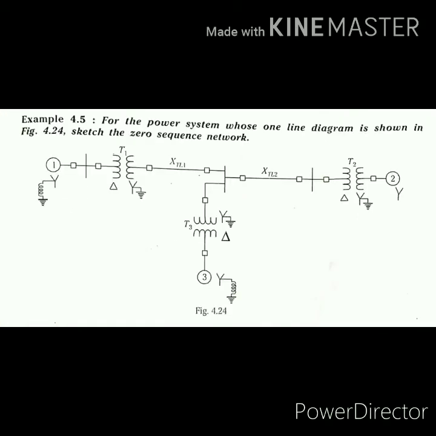So let's see the next example 4.5. For the power system whose one line diagram is shown, you just have to draw the zero sequence network. So no need of positive and negative. The zero sequence network is what we need. So let's see the solution.